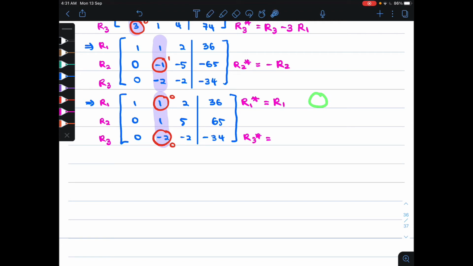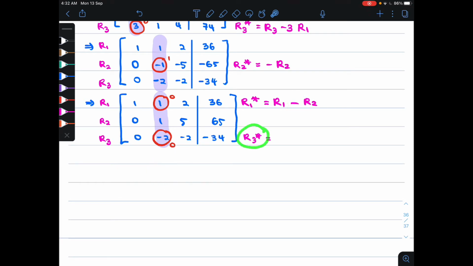Kat belakang ni mesti diagonal. Here, the diagonal is R2. So what do we put in the middle here? To get from 1 to become 0, we need 1 minus 1, which is equal to 0. So I'm going to put negative 1 here.